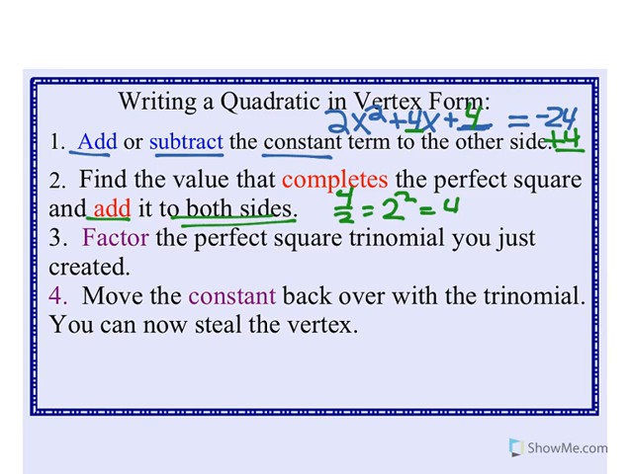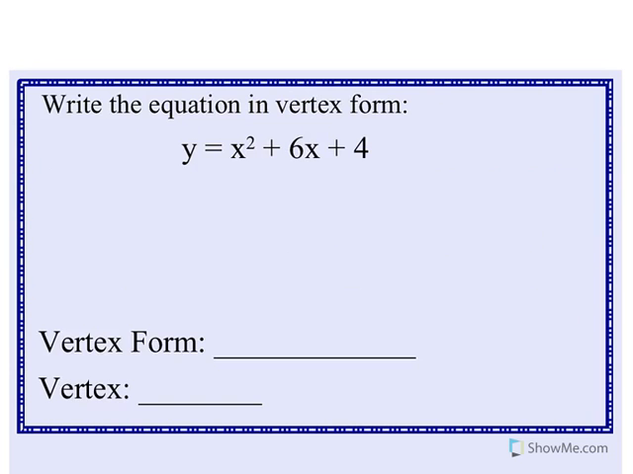Once we have done that, now we factor the perfect square trinomial that we created. So the whole point of finding that magic 4 is so factoring can be done and it can be super easy. So now, once that is done, we will actually move the constant back over and we can get our vertex. We can actually steal it because it will be in vertex form. So let me show you an example of what that looks like. So make sure you have all those steps down so you can refer back if you need to.